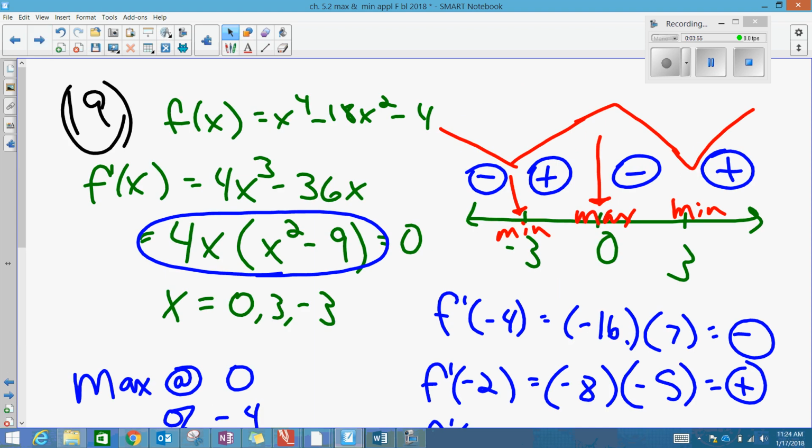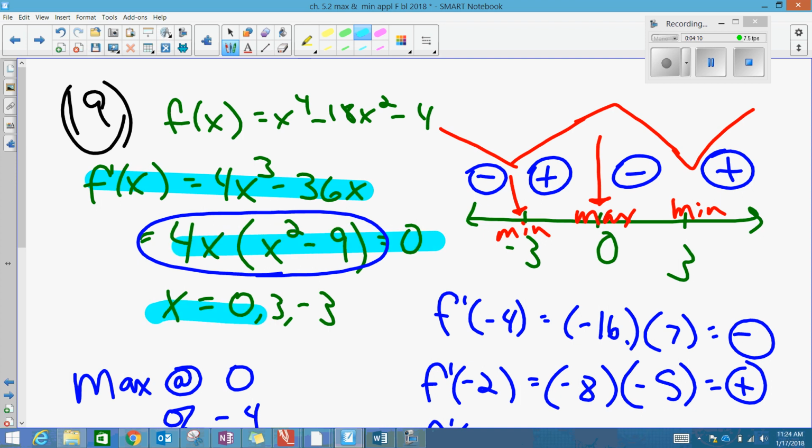So if we look at number 19, here's the original equation, x to the 4th minus 18x squared minus 4. Took the derivative, set the derivative equal to 0, and solved it. So we got 0, 3, and negative 3. Those became our critical points. So we graphed those on our number line, and now we created 4 intervals: negative infinity to negative 3, negative 3 to 0, 0 to 3, and 3 to infinity.